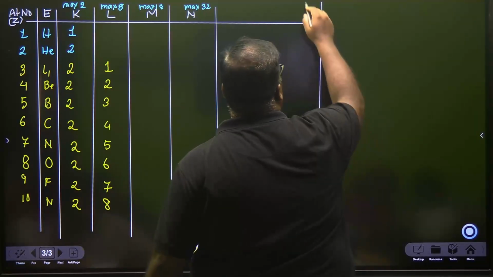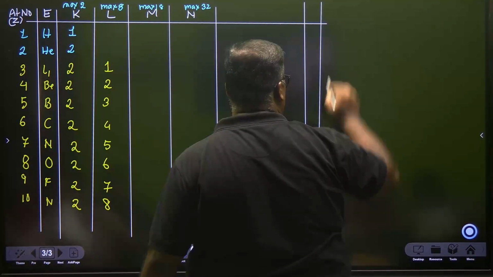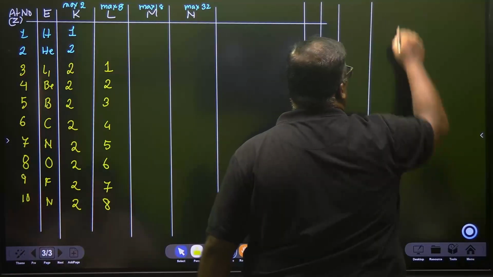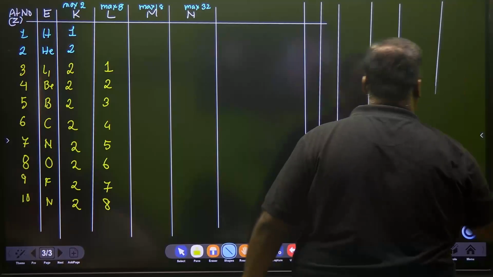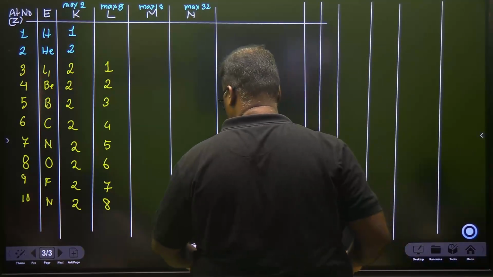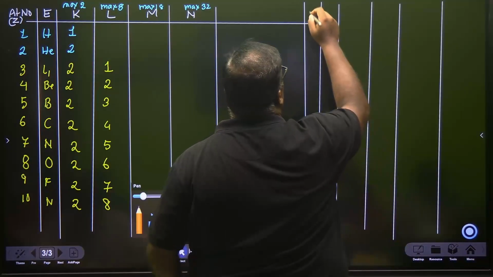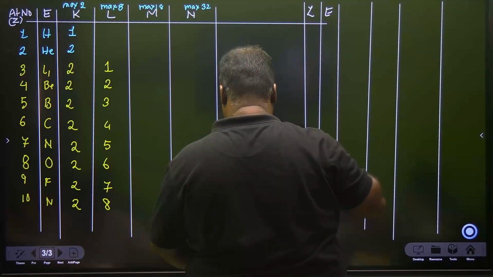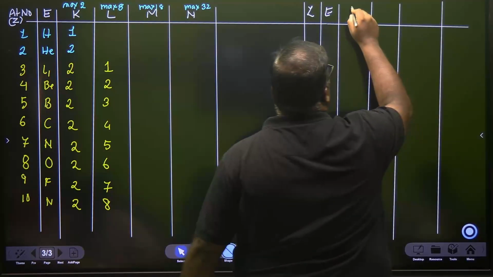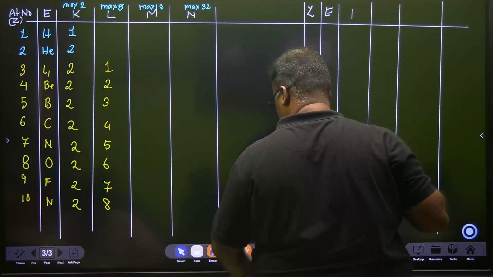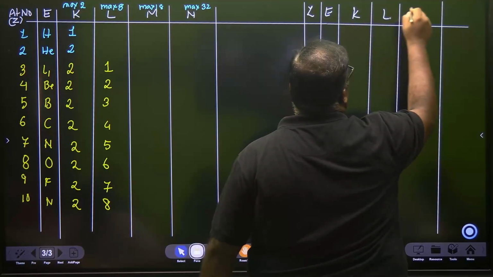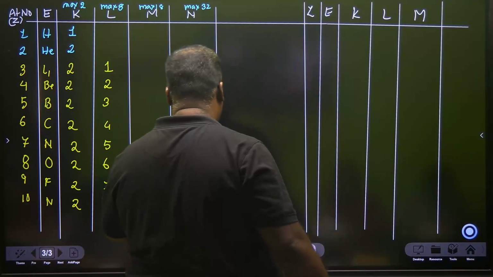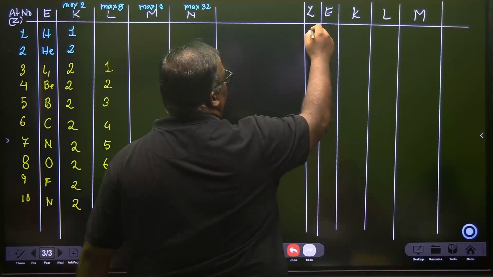This is atomic number. This is the element, K, L, and M. Fine. So this is my atomic number. This is my element, and then I have K, L, M. Right? We are done up till 10. Okay, so let's start with a different color now. Green. So we are at 11.